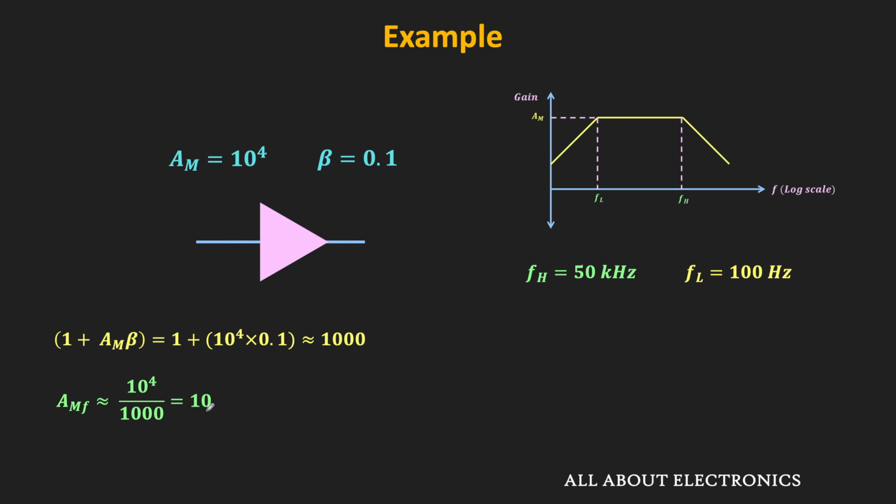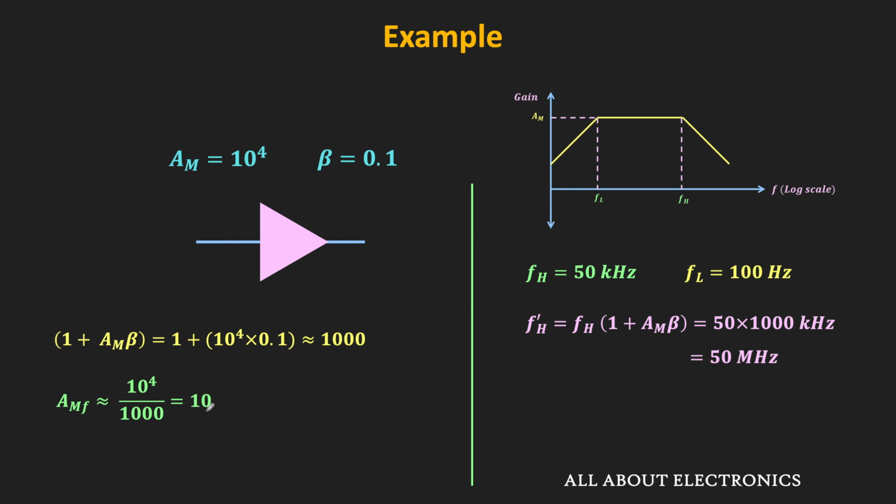Similarly with the feedback, if we see the upper and the lower cutoff frequency, then this upper cutoff frequency can be given as fH times 1 plus A beta. So in this case that is equal to 50 kHz times 1000, or we can say that the new upper cutoff frequency is equal to 50 MHz. While if we see the lower cutoff frequency, then it can be given as fL divided by 1 plus A beta. So now it will be equal to 100 Hz divided by 1000, or that is equal to 0.1 Hz.